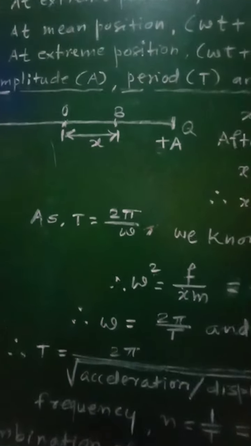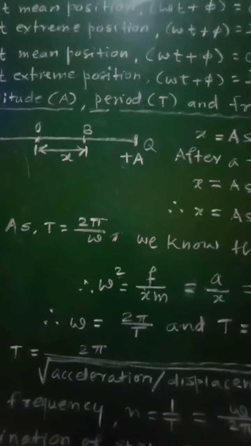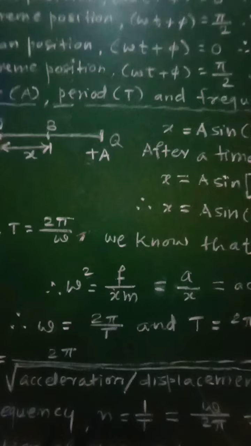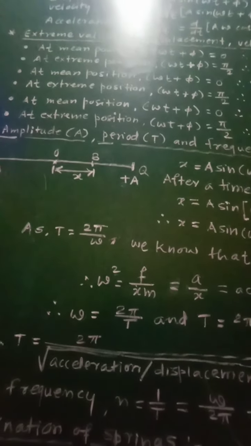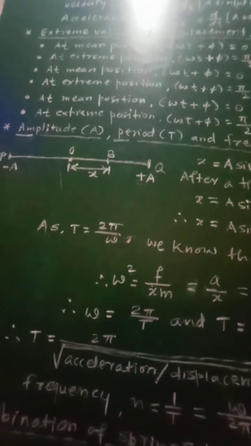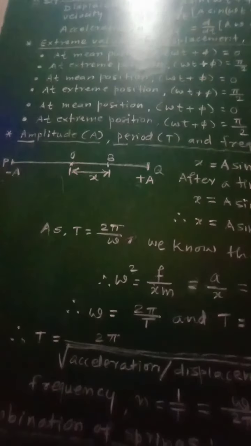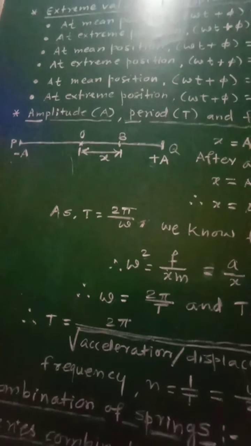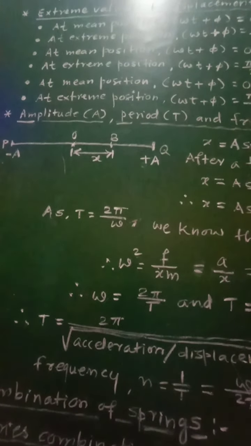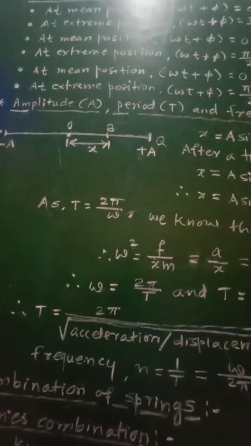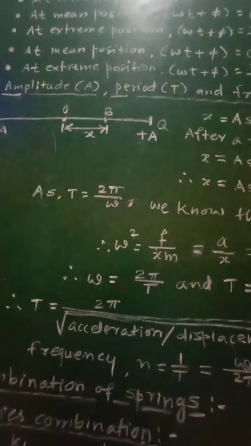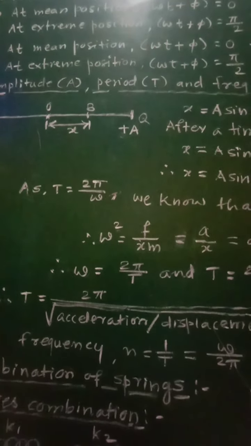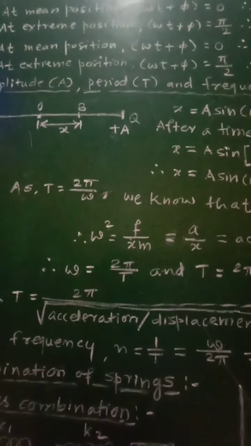And now let us consider the first term, that is amplitude. What is actually amplitude? So the amplitude of SHM will be defined as the maximum displacement of the particle performing SHM from its mean position. The maximum displacement of a particle performing SHM from its mean position is called the amplitude of SHM.